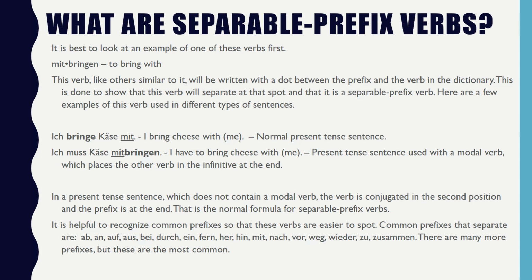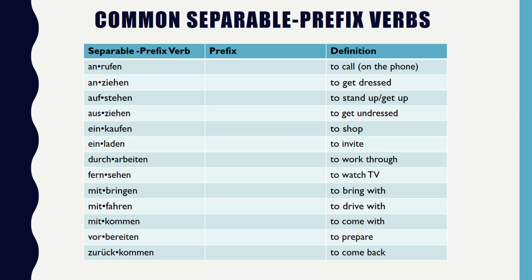Common prefixes that separate are ab, an, auf, aus, bei, durch, ein, fern, her, hin, mit, nach, vor, weg, wieder, zu, and zusammen. There are many more prefixes, but these are the most common. This chart has a list of common separable prefix verbs. You can see the verbs in the infinitive on the left and their definitions on the right. The goal in this activity is to see if you can pick out what the prefixes are in each of those verbs. Why don't you pause the video and try this on your own?